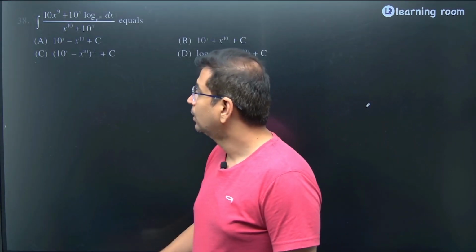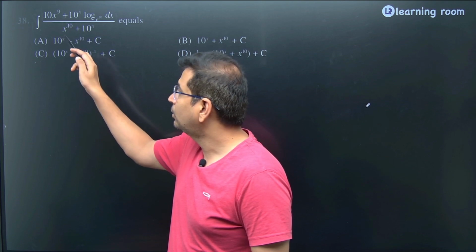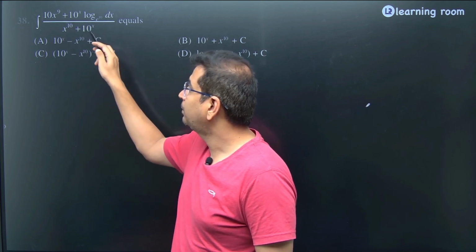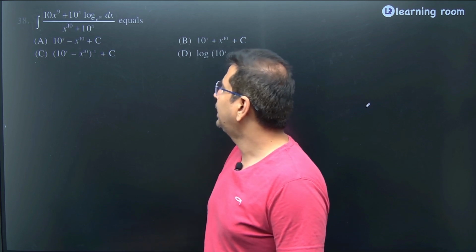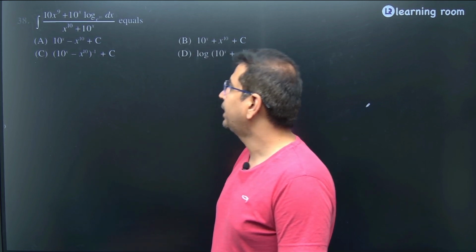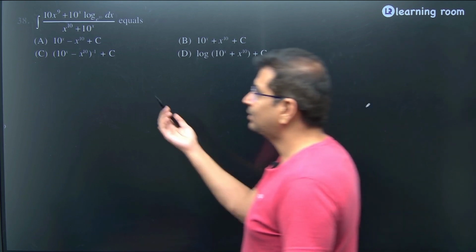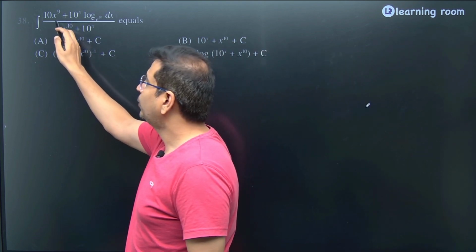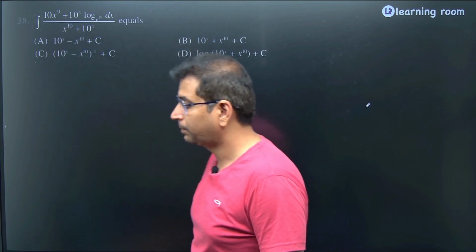Right. So moving on to the 38th question, it says: integral of (10x^9 + 10^x log_e 10) dx, the whole divided by (x^10 + 10^x). So if you observe, this is a simple problem. 10x^9 is the derivative of x^10.